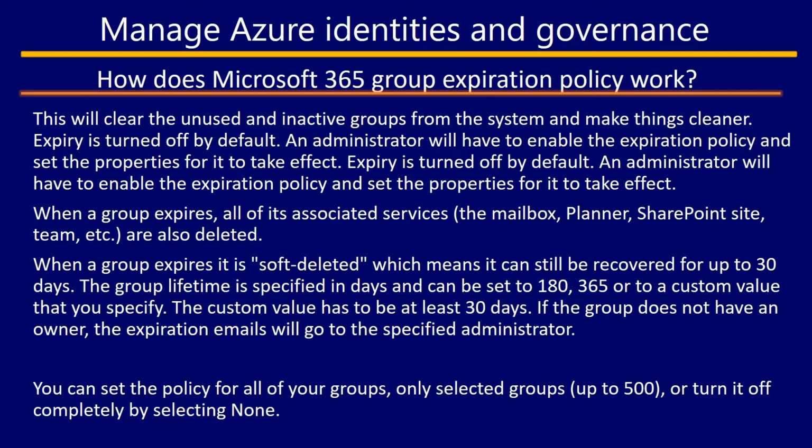The next question is, how does Microsoft 365 group expiration policy work? Microsoft 365 Group Expiration Policy will clear the unused and inactive groups from the system and make things cleaner. Expiry is turned off by default. An administrator will have to enable the expiration policy and set the properties for it to take effect.